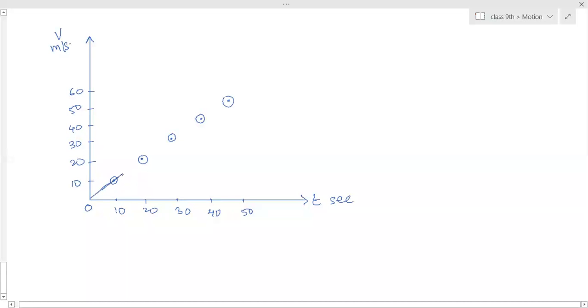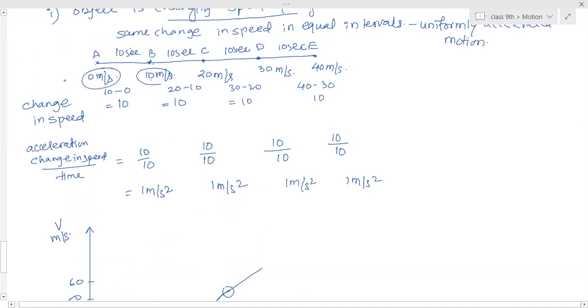Why origin? Because the object has started from 0. So we will get a straight line, which is passing through origin because here the object has started from rest. Initial value is 0. Initial speed, you can see it is 0. At 10 seconds, the speed is 10 meter per second, then 20 meter per second. At 30 seconds, the speed has increased to 30. In 40 seconds, the speed has increased to 40 meter per second.